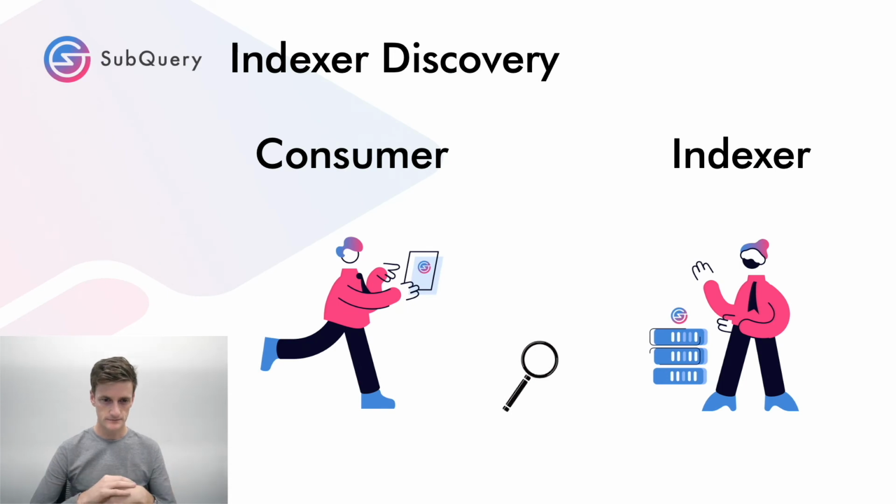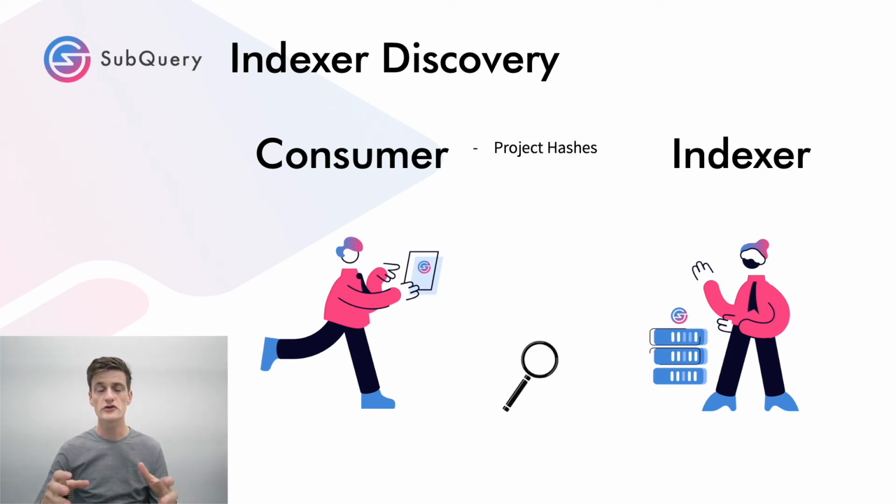Indexer discovery. So for consumers to discover and select indexers in the SubQuery network, we plan to implement a discovery process, and that will be based on something similar to a Kademlia DHT. We're still working on this. But essentially what this DHT network will provide is information about the SubQuery projects. So hashes for each project, project hashes for each indexer, so what projects that indexer provides data for.